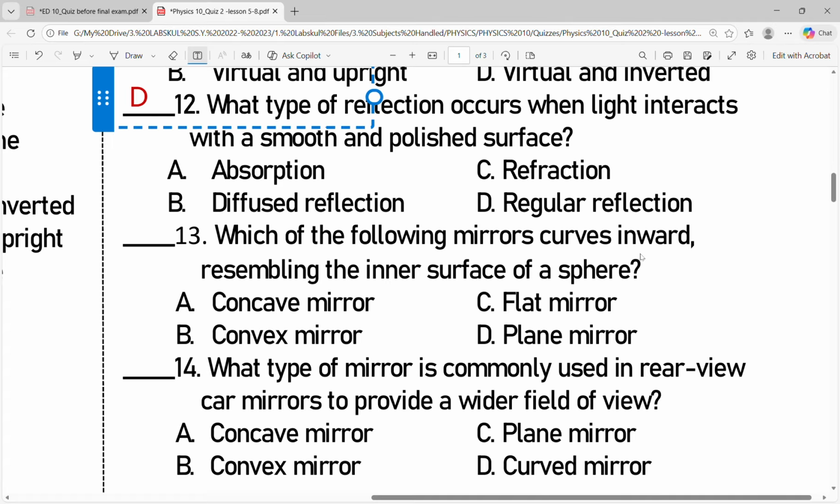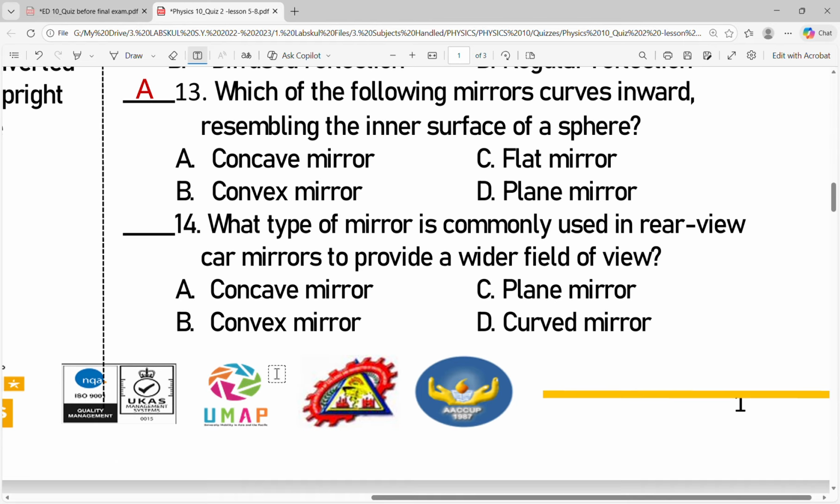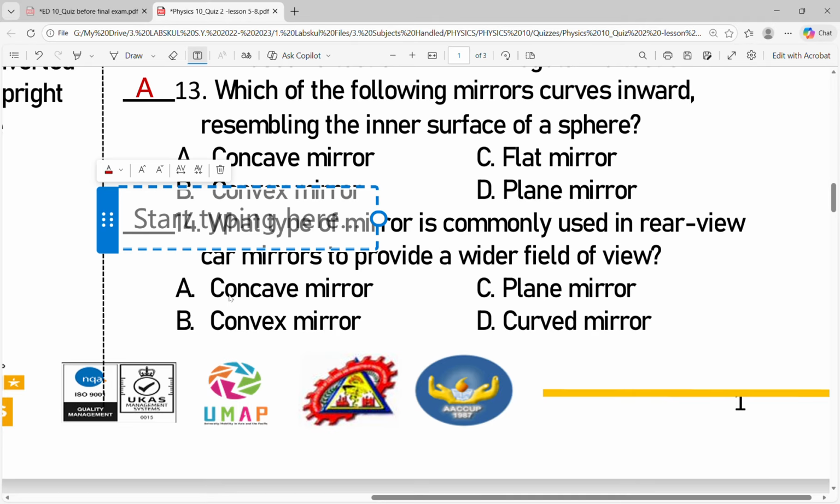Proceed to number 13. Which of the following mirrors curves inwards, resembling the inner surface of a sphere? So if it curves inwards, it's a concave mirror. What type of mirror is commonly used in a rear view mirror to provide a wider field of view? So this wider field of view is one key property of a convex mirror. So the answer here is letter B.